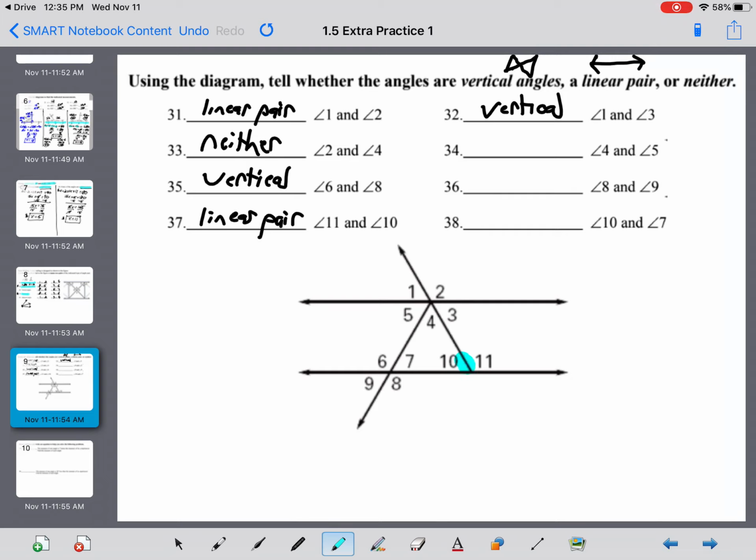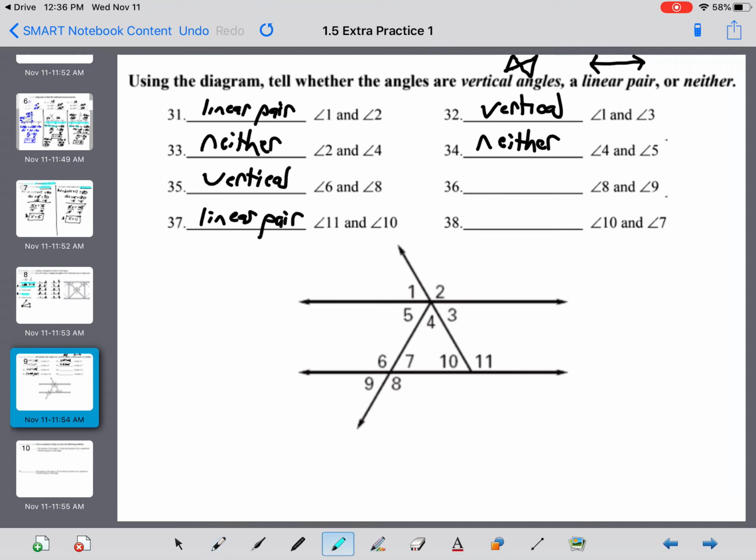Angle 4 and angle 5. Here's the angle those two generate. Those are adjacent angles. They are not vertical. They are not linear. Okay, they are adjacent, but they don't ask us for that in the question, so we're going to write neither.